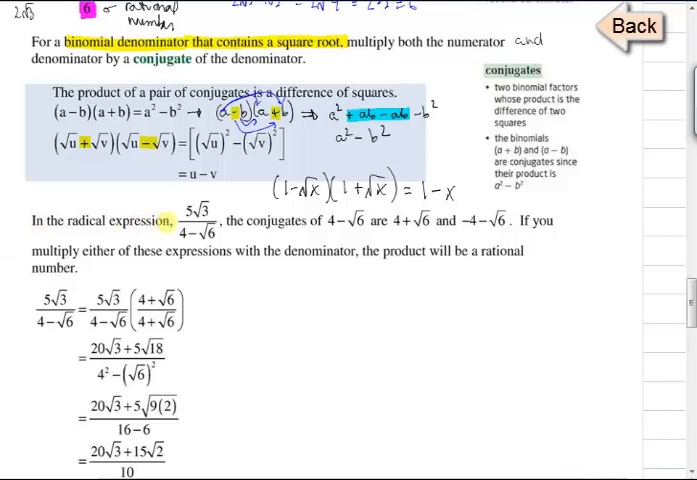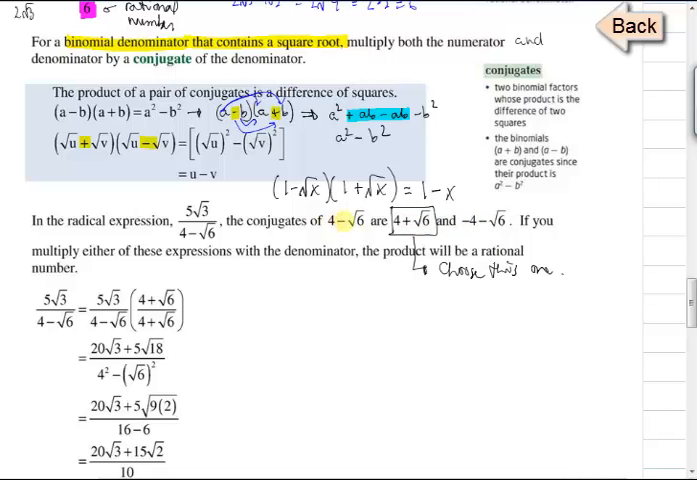So in the radical expression then, 5 square root of 3 over 4 minus root 6, the conjugates of 4 minus root 6 are 4 plus root 6 and negative 4 minus root 6. Now I like to work with this one better. Okay, I choose this one. Okay, both forms of the conjugate work. I'm just more comfortable with this.